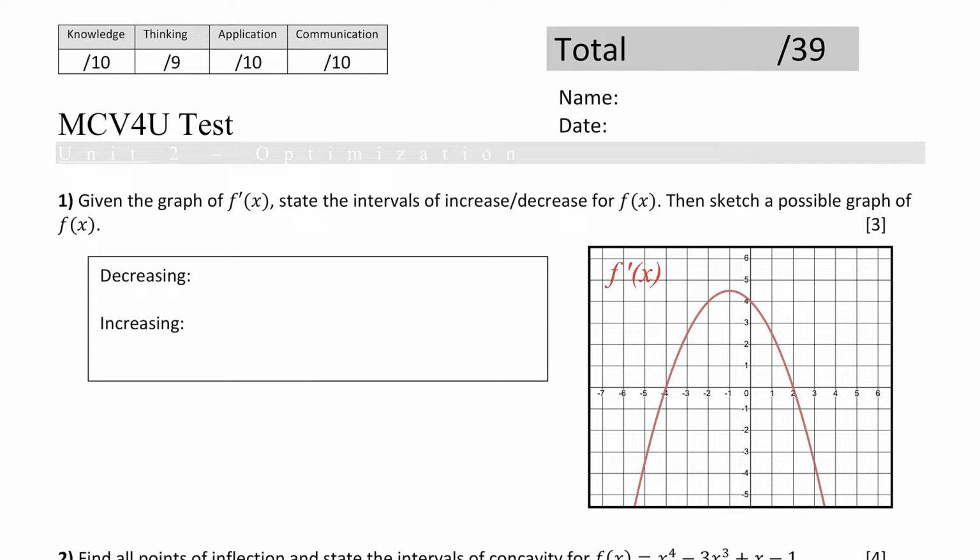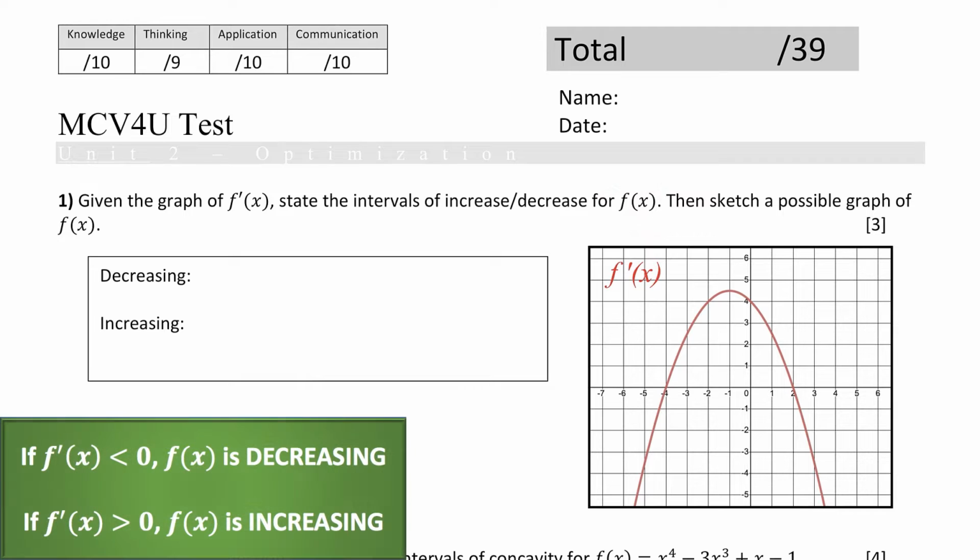Here's a calculus test on the optimization and curve sketching unit. Question number 1 says, given the graph of f prime of x, state the intervals of increase and decrease for f of x, then sketch a possible graph of f of x. So it's important to notice that the graph we're given is the graph of f prime of x, and we're interested in the intervals of increase and decrease for f of x.